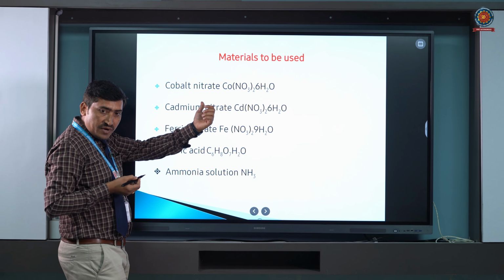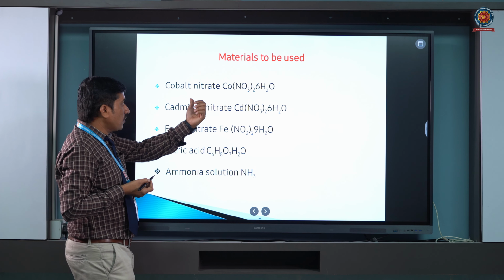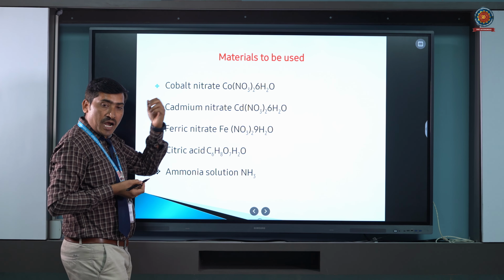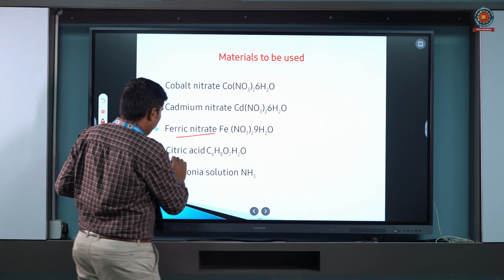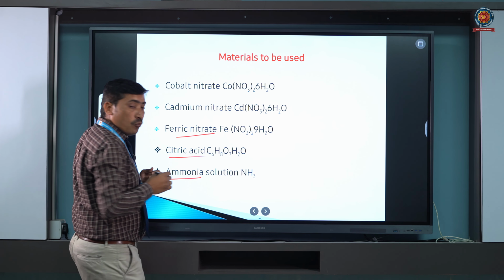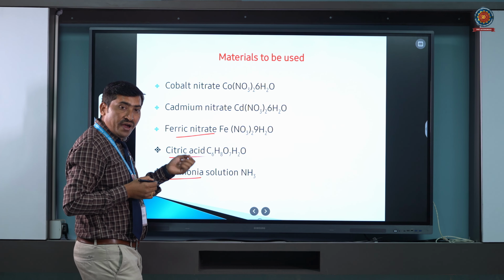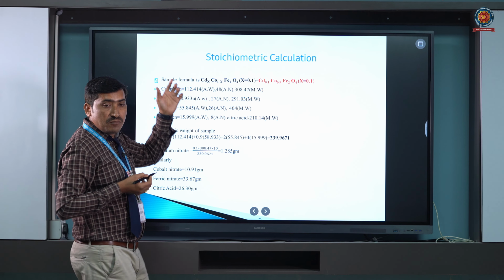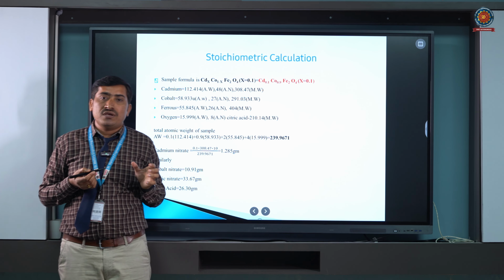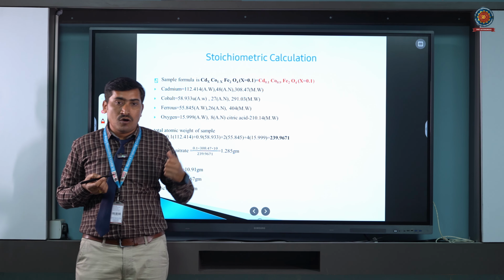Next one is the materials we have to choose. For which purpose? Our sample is CdxCo1-xFe2O4. That's why we need ferric nitrate, citric acid, and ammonia solution. These are the required materials during the synthesis. So next, this is the main concept of our sample.